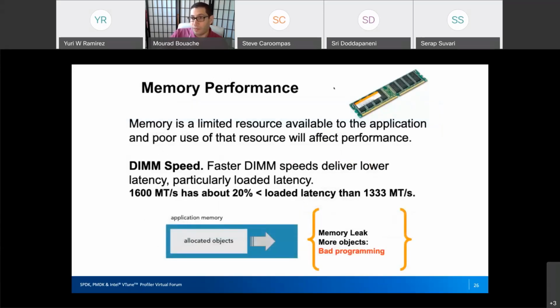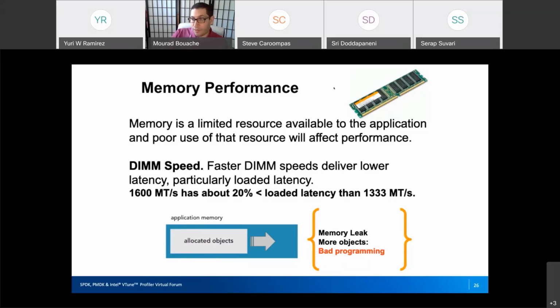So memory performance is also one of the big chunks in terms of performance, where it's a limited resource available to the application, and poor use of this resource can really affect the performance. The DIMM speed also has a huge impact. So every time we take a component and go deeper, you can see that it can affect performance. For example, memory: one example is the memory leak, and more objects are going to be part of bad programming instead of the art of programming.